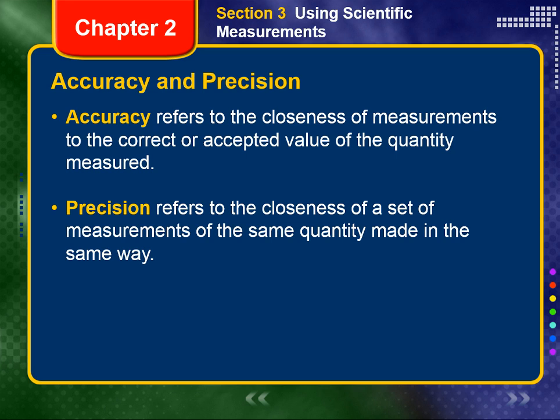Accuracy and precision. The terms accuracy and precision mean the same thing to most people. However, in science, their meanings are quite distinct. Accuracy refers to the closeness of measurements to the correct or accepted value for the quantity measured. Precision refers to the closeness of a set of measurements of the same quantity made in the same way. Thus, measured values that are accurate are close to the accepted value. Measured values that are precise are close to one another, but not necessarily close to the accepted value.